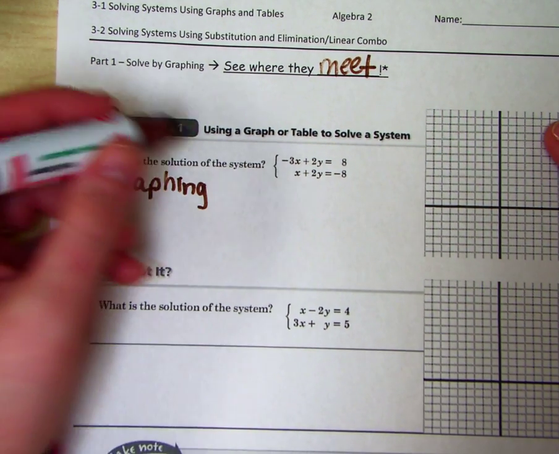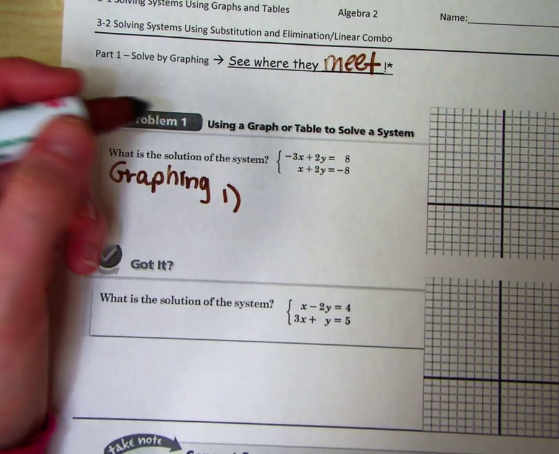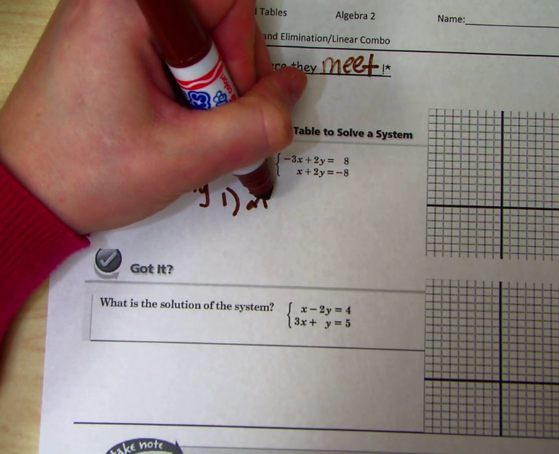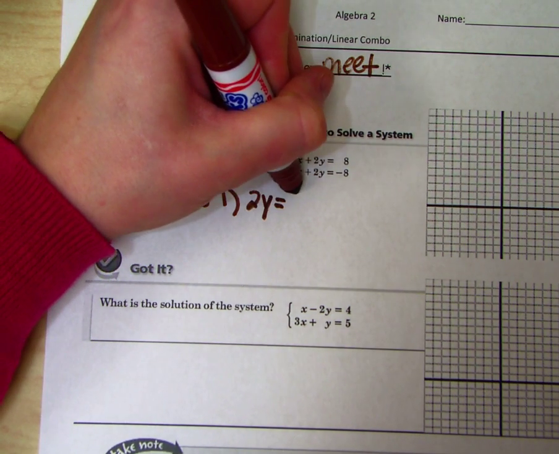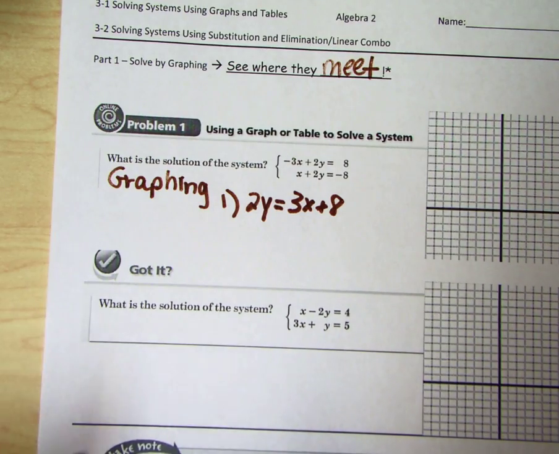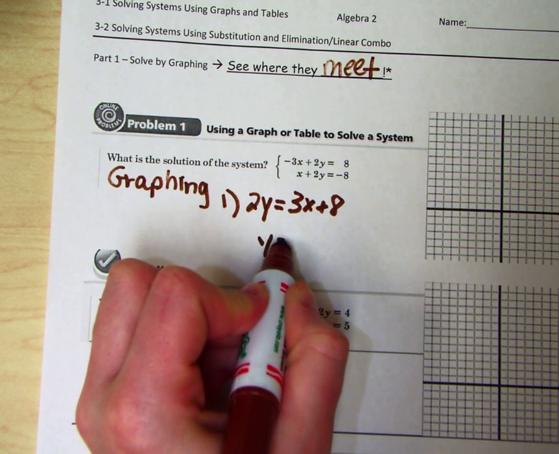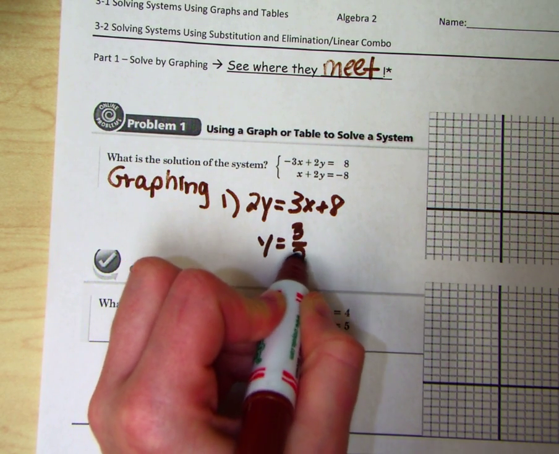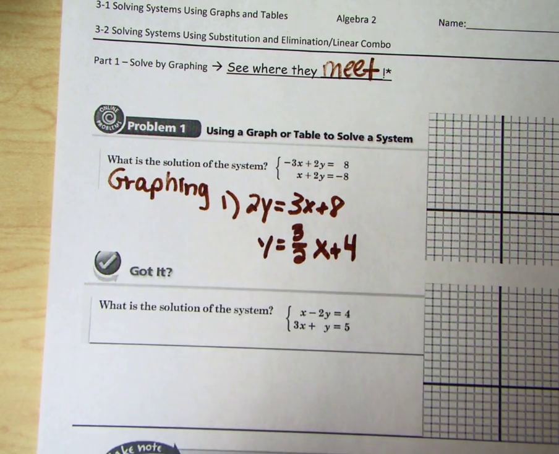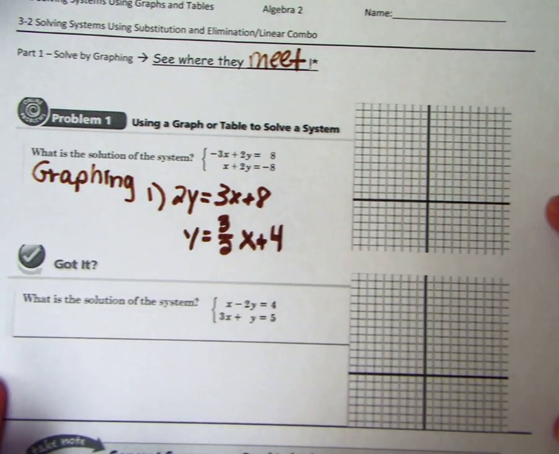In the first equation, you're going to take over the 3x. Then you'll divide everything by 2. You have y equals 3 over 2x plus 4. That's the first equation. Go to the graph and plot some points.